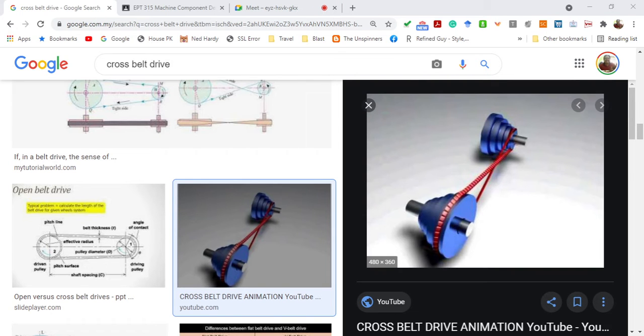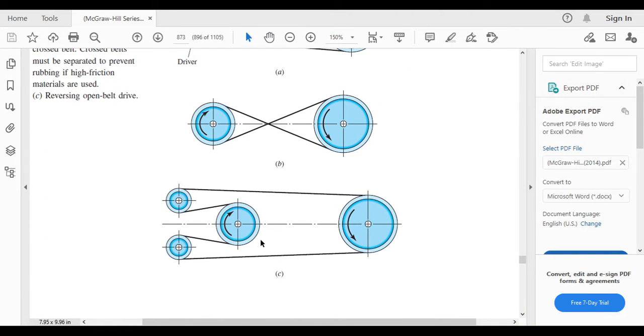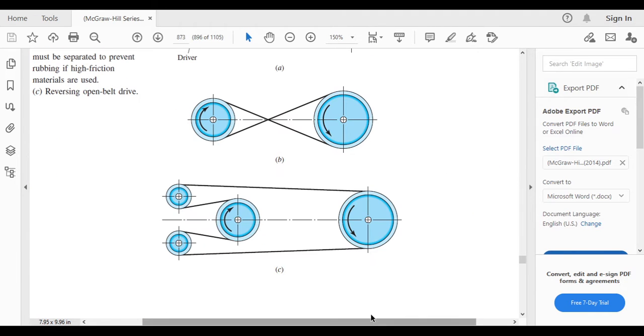This is an animation I searched in Google. This is the cross belt. You see this point and that point, and this belting should not be in contact, because when in contact with high friction, it will be rubbing and everything, and then it will cause wear and tear. So don't make it in contact. This is a reversing open belt.